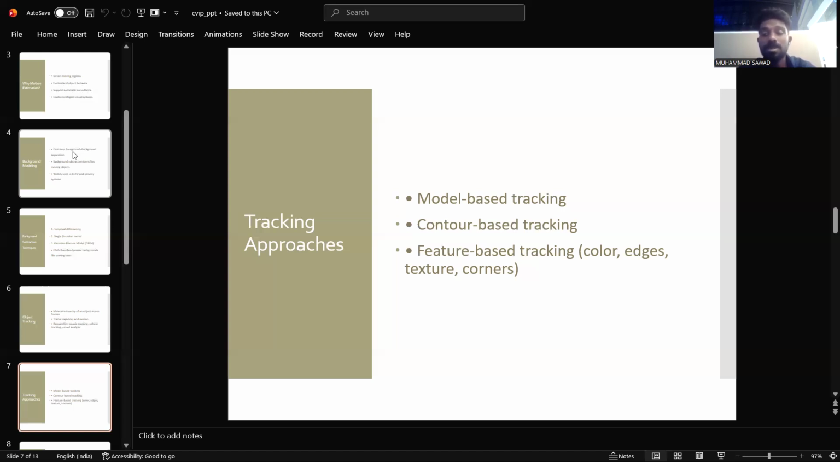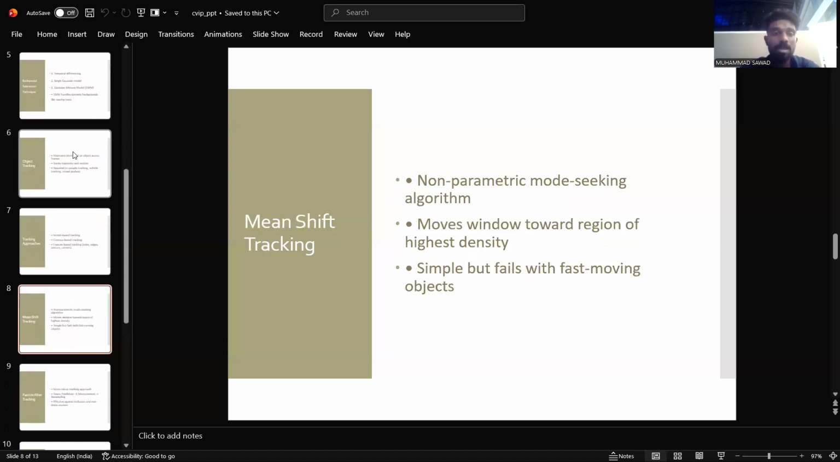Choosing the right approach depends on the environment and object type. So these three models are always different. So choosing the correct type of model is very important to find the object correctly. In the next slide, we are going to explain about the mean shift tracking.